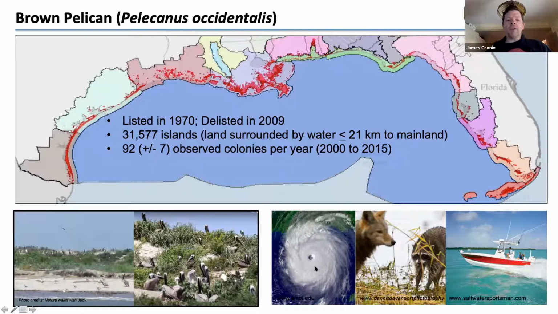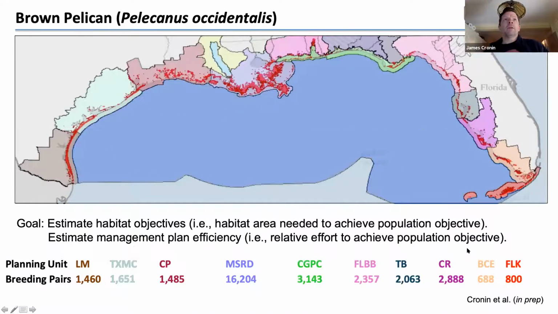Storms and sea level rise can erode or destroy habitats or even entire islands. And depredation by coyotes and raccoons can cause the breeding colonies to fail, as can human disturbance. So the goal of this project was to estimate habitat objectives, so the amount of area that's needed to achieve a population objective, and to estimate management plan efficiency. So what's the relative effort, in terms of area, that is needed to achieve the population objective under different plans?